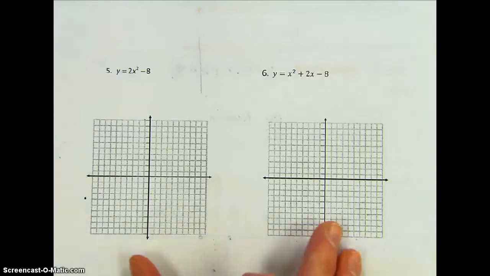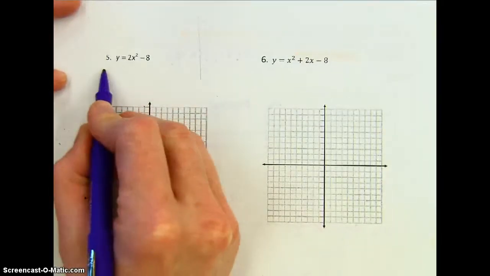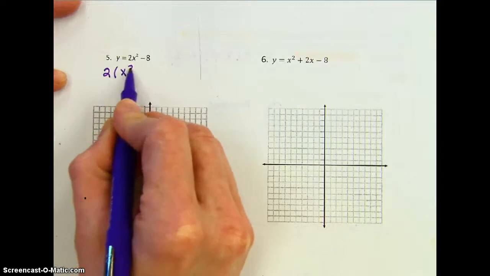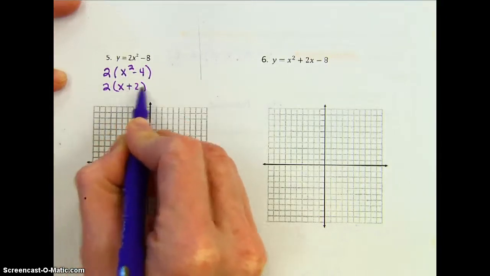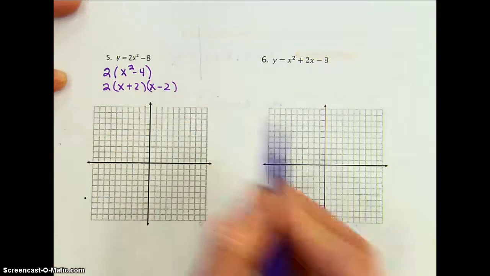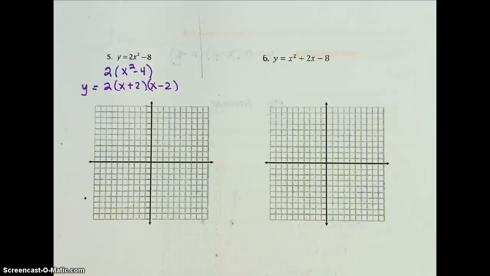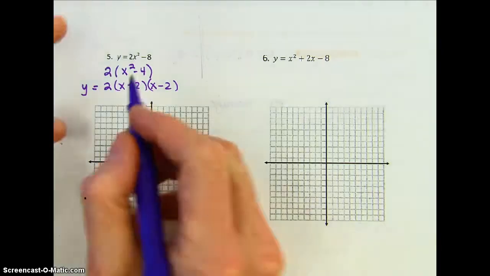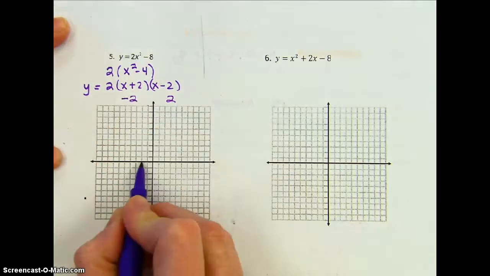So I would like to do number 5 with you. I'm going to factor it, and I can factor that with the greatest common factor. Then I can factor it again, x plus 2, x minus 2, because that is difference of squares. And now that is my new equation, and now it's in intercept form. And remember, that comes from the equation being factored.